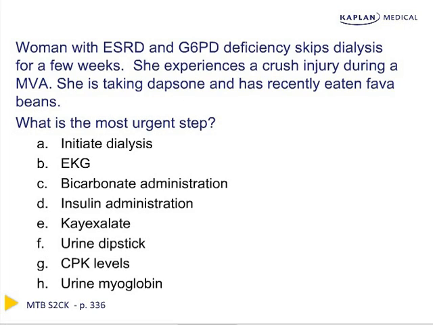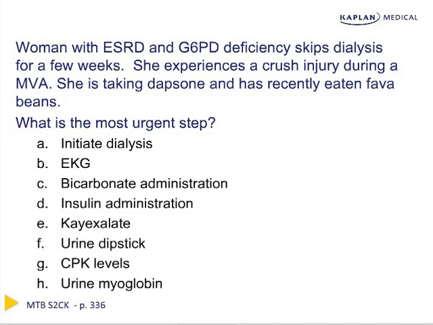Our answer choices are to initiate dialysis, perform an EKG, give bicarbonate, give insulin, give Kayexalate, or check a urine dipstick, CPK levels, or urine myoglobin. So in this clinical vignette, we're basically given every risk factor ever for the development of hyperkalemia. Not only does this lady have kidneys that don't work and she skipped dialysis, but she also has a condition that predisposes her to hemolysis, and she's experienced an injury that's likely to lead to rhabdo. So she has lots of reasons to be hyperkalemic.